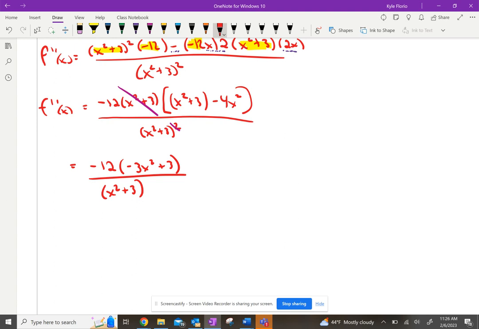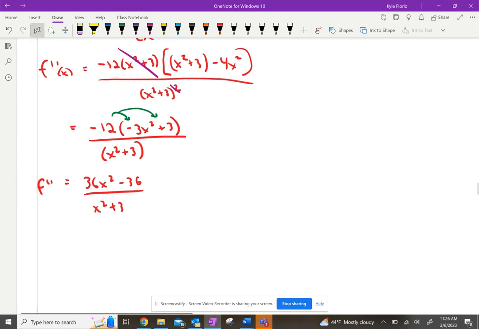I guess I didn't need to factor out that negative 12 because I'm just going to multiply it in now. So just distribute that into there, and then I'm going to get a positive 36x squared minus 36 over x squared plus 3. So that's my second derivative.